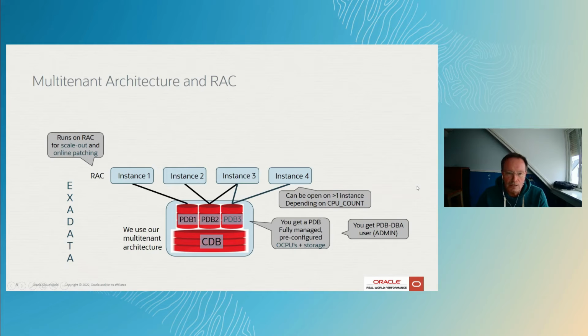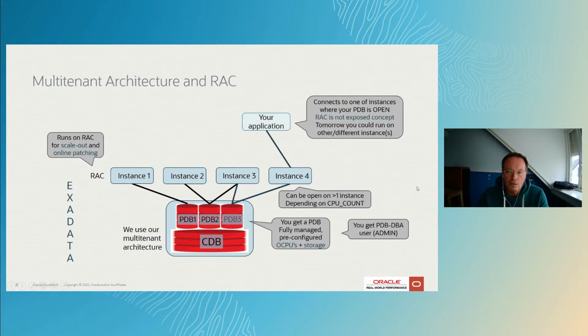What does this mean for your application? Well, your application connects via a TNS service, but RAC is not what we call an exposed concept. So you cannot steer whether your application, in this particular case of PDB3, connects to instance 3 or instance 4, right? It's the SQLnet layers that just choose one of the instances to connect your application to. So it could also be that tomorrow you run on instance 3 if you disconnect and reconnect tomorrow. So something to be aware of.